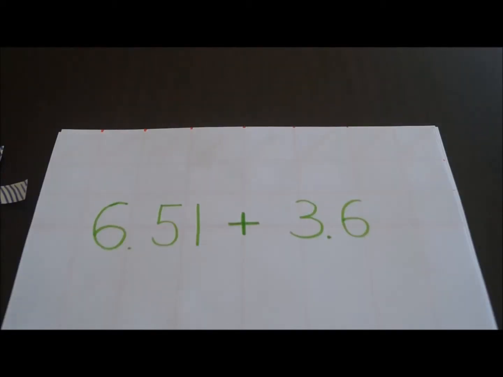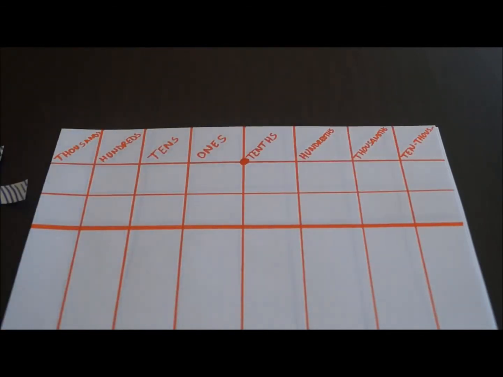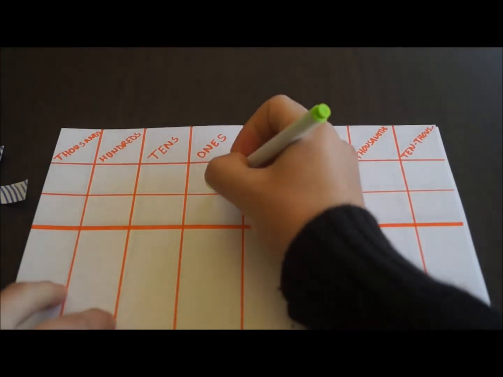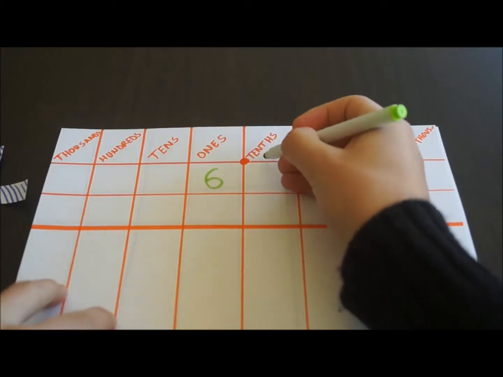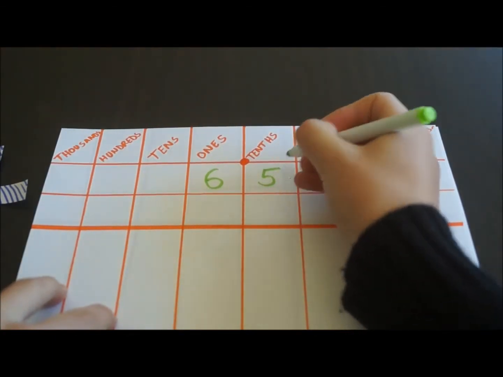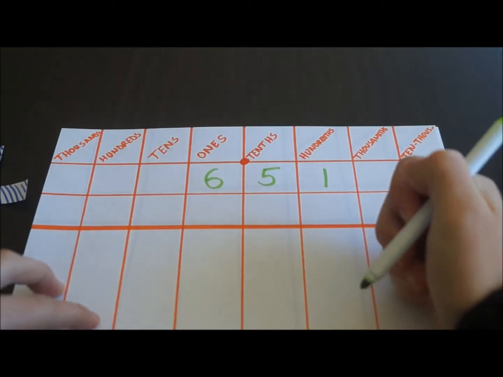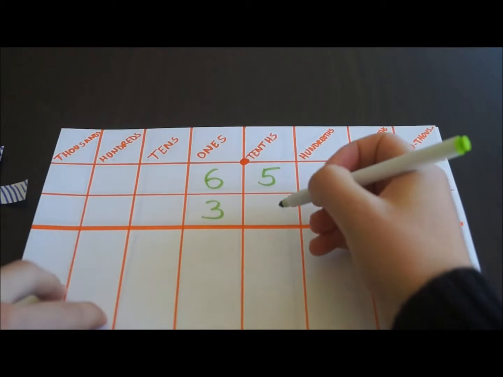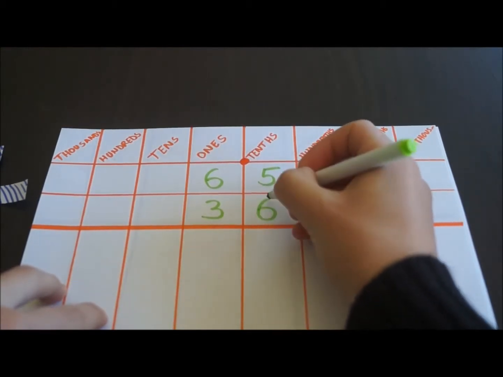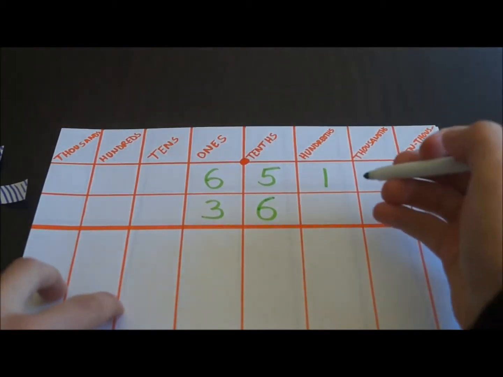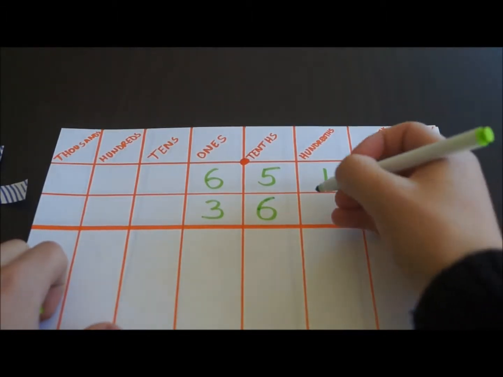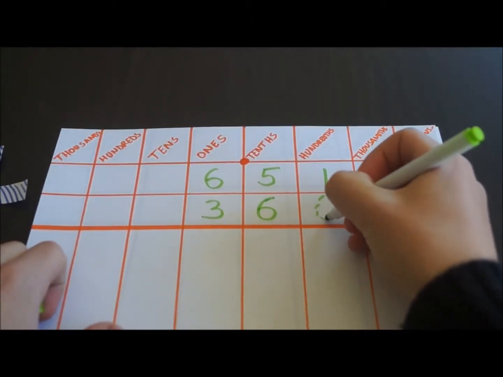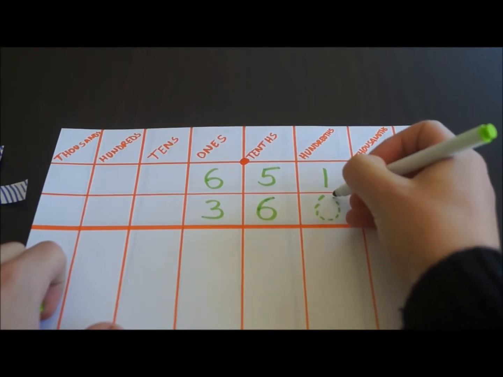Okay, so we have two numbers here, 6.51 and 3.6, and we're going to add these numbers together using a place value chart. To start off with, we put the 6 in the ones column. The tenths column contains the 5, and 1 is in the hundredths column. For the number we're adding, we have 3 in the ones column, 6 in the tenths column, and because there's no hundredths digit, we have to put in 0. We put that in to maintain the place value. That's the place value holder.